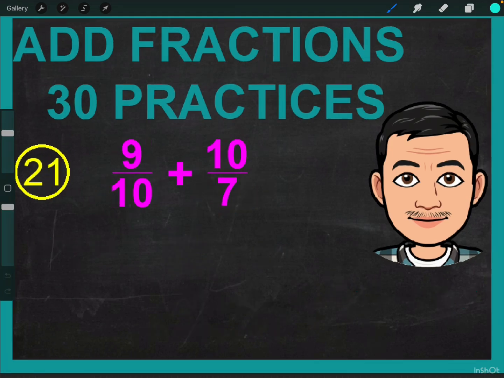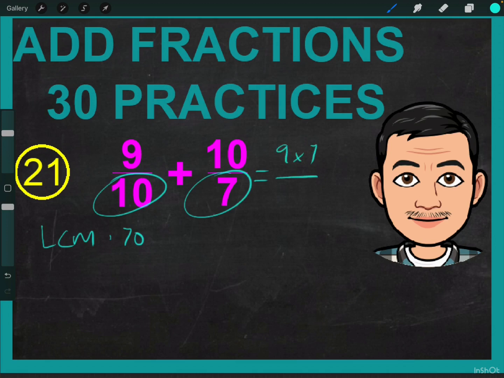Bracket number 21, we have two fractions with different denominators, 10 and 7, and the LCM for 10 and 7 is 70. So now we will convert 9 times 7 over 10 times 7 for the first fraction, and the second fraction we have 10 times 10 over 7 times 10. So we got 63 over 70, and the second fraction is 100 over 70.